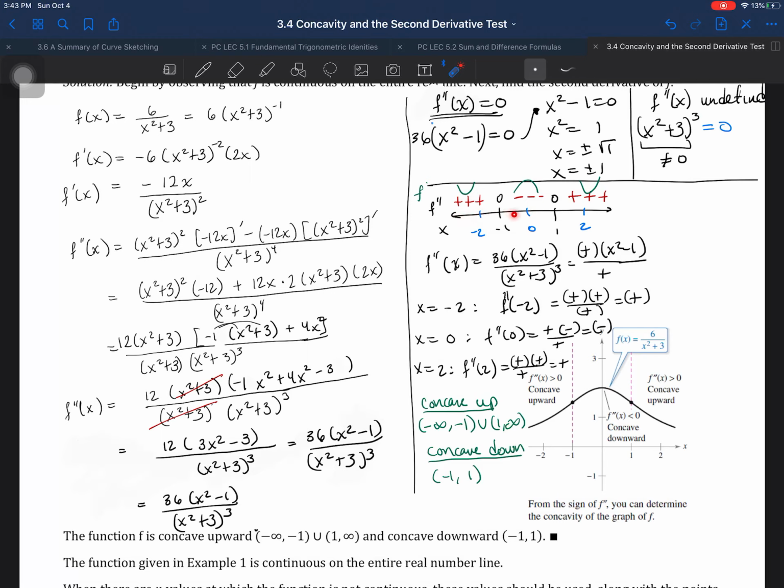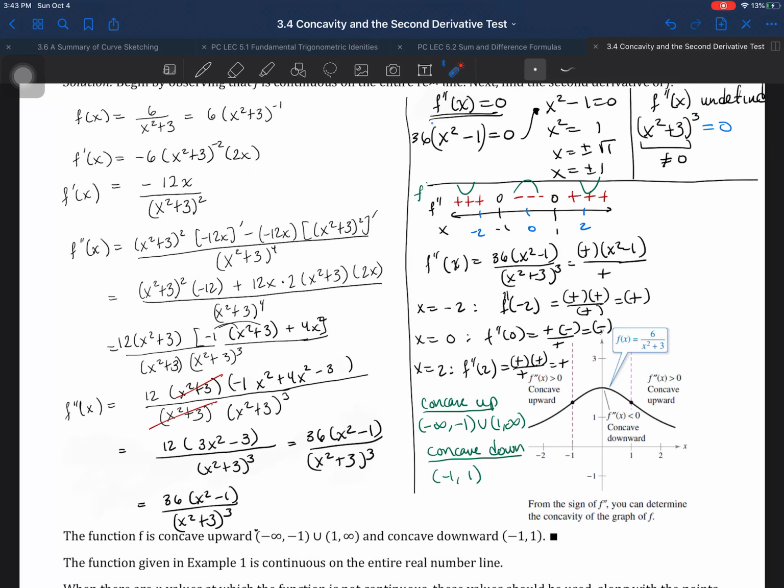That will be useful to help us subdivide the number line. Just like before, but instead of having the first derivative there, we're going to have the second derivative. Whenever x equals negative 1, the second derivative is 0. When x equals 1, the second derivative is 0.